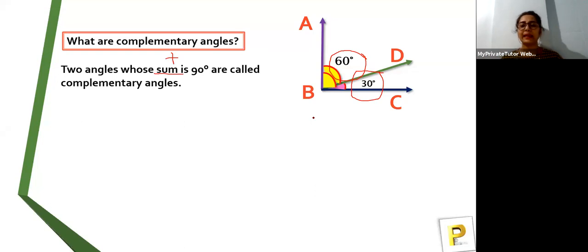So it can be any angles, like if it's two angles which are 45 and 45. Okay, so if it's 50 or 40, any angles which will together form 90 degree are called complementary angles. So it can be any type of angle in that case.